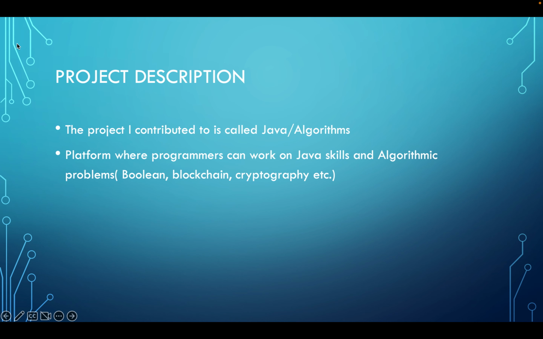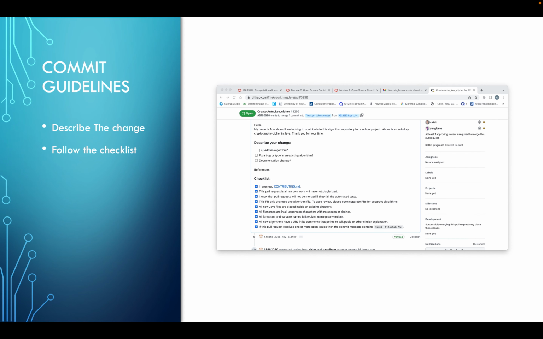So the project I contributed to is called the Java/Algorithms GitHub repository. It's a platform where programmers can work on Java skills and algorithmic problems, such as Boolean, blockchain, cryptography, and more. So here are the commit guidelines, describing the change and following the checklist of the main events.